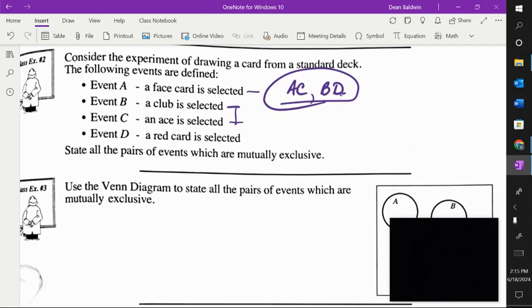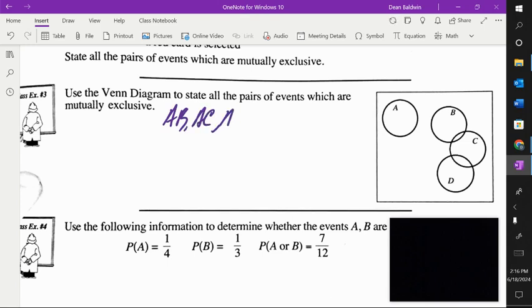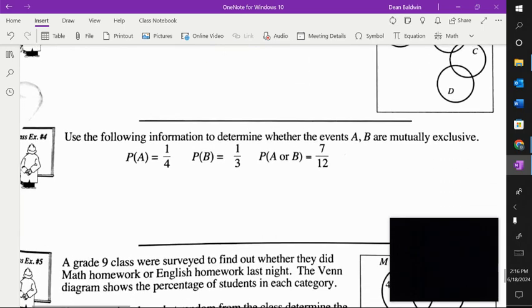Okay. Venn diagram. Which of these events are mutually exclusive? So if they're mutually exclusive, they don't overlap, right? Yep. So which ones don't overlap? AB, AC, AD. What else? B and D. Right? B and D don't overlap. All right. Does that make sense?